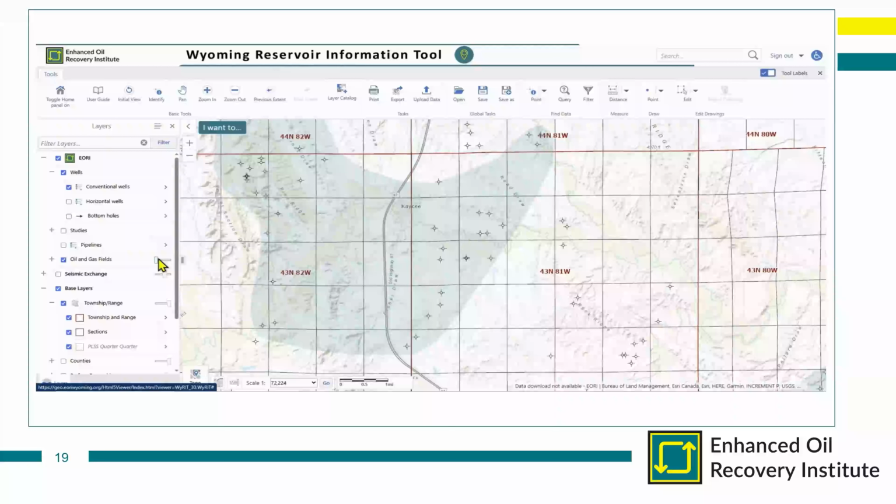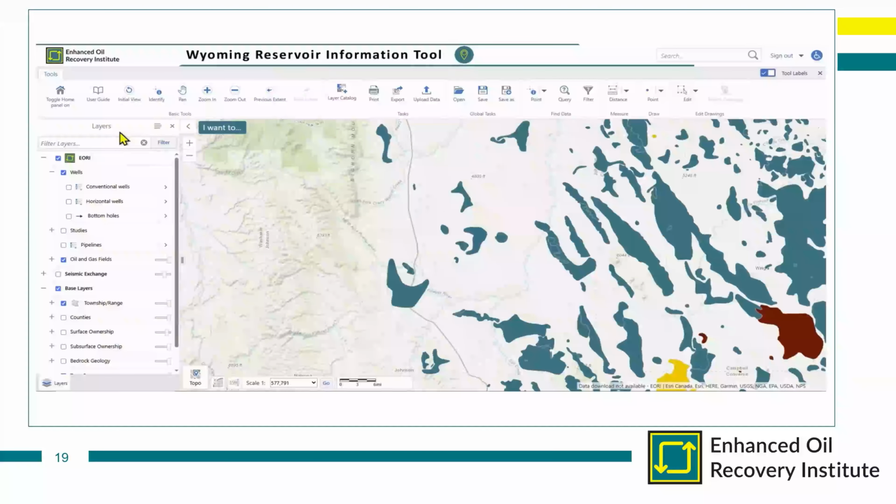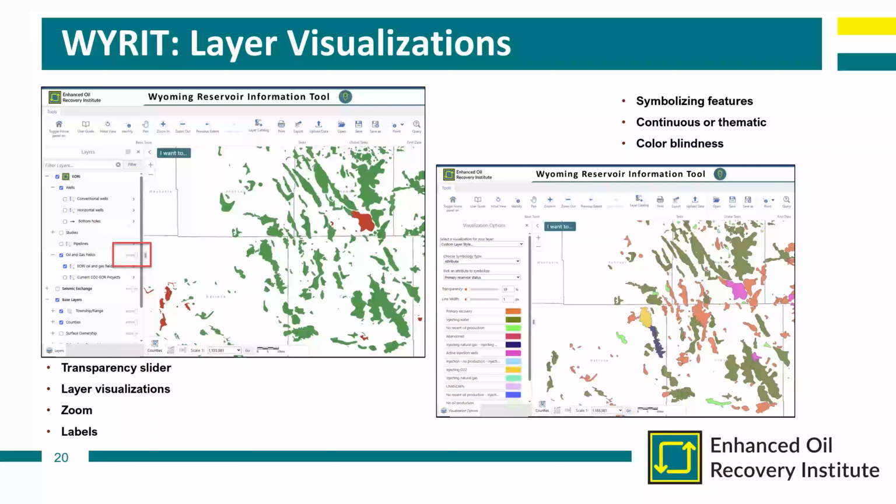And those expander buttons, those plus signs, there are always going to be layers beneath those. WYRIT allows users to control the symbology for many layers. We've got a transparency slider. We've got arrows to guide you to more layer visualization options, including changing the symbology and how features are labeled. Layer visualizations help the user to symbolize a layer in a more meaningful way for their research. The user can save all their personalized settings in a project.